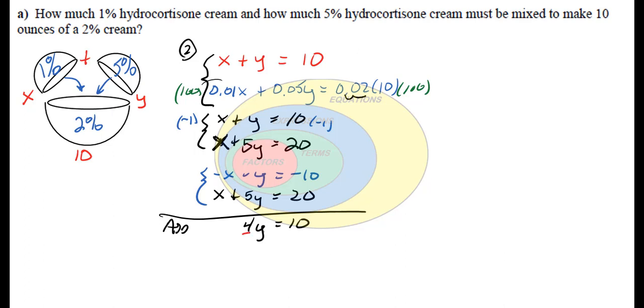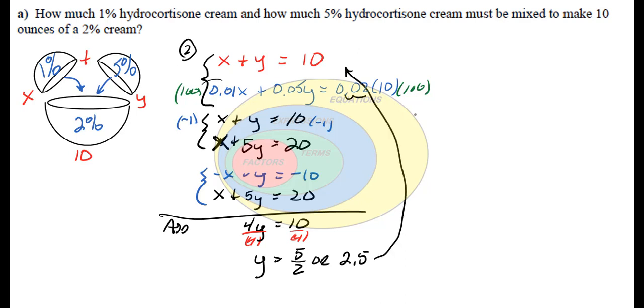So dividing by 4, we would get Y equals 10/4, which is the same as 5/2, or 2.5. So if I substitute this back into the original, we would have X plus 2.5, since Y is 2.5, and that's supposed to equal 10. If I subtract 2.5 from both sides, it looks like I get X equals 7.5.